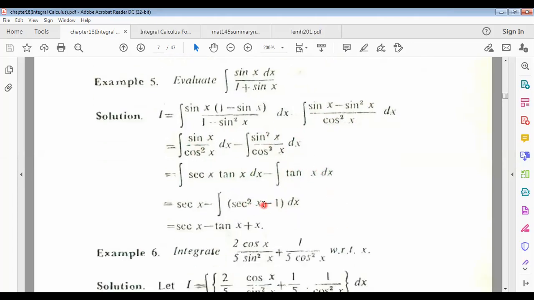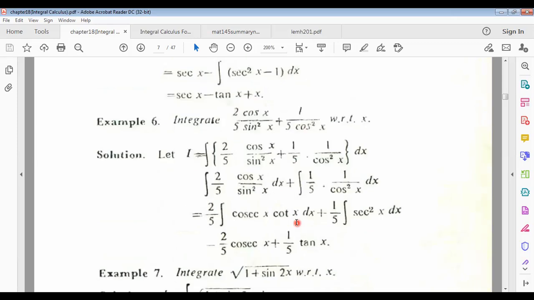Because sec square x minus tan square x equals 1. Remember it. So just using the sec square x formula, tan x, and the 1 formula, x. This is the result. But you have to add a constant for every example, the integral constant c. You have to add the integral constant.